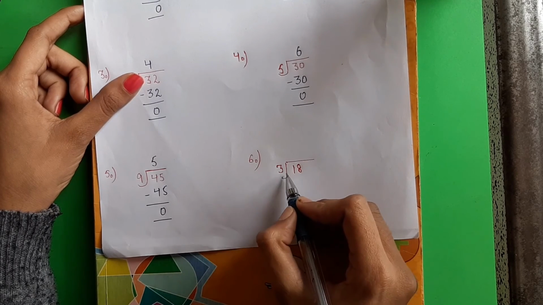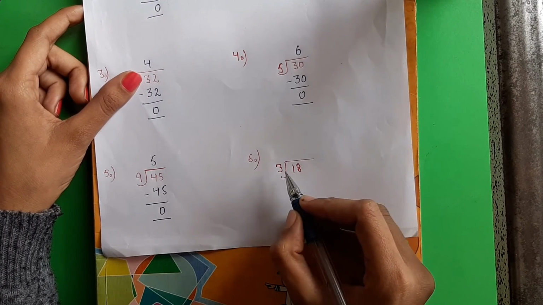Our sixth sum is this. We will have to divide 18 by 3.